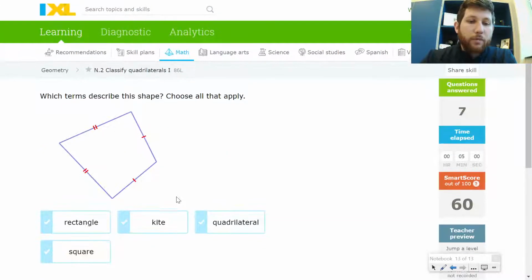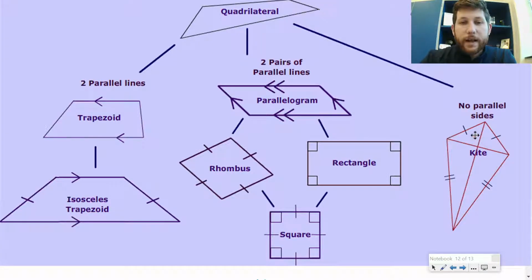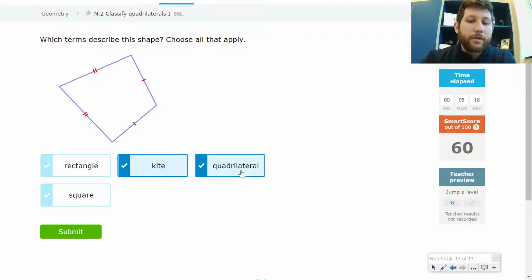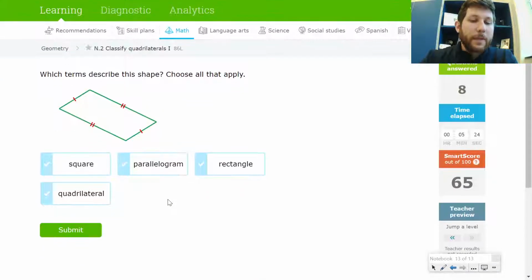Let's see if we can find one more. Yeah, this is a great one. Let's take a look at what we've got going on here. I've got two sets of congruent sides, next to each other. That is just going to be a kite. Let's double check our chart here. It's a kite, and it could also be a quadrilateral, right? So let's make sure we choose the quadrilateral option here, because sometimes we forget. Even I forget sometimes, and then you have to do some extra work to get back up. All right, so I hope this is helpful. This is Geometry IXL N.2, classifying quadrilaterals 1.